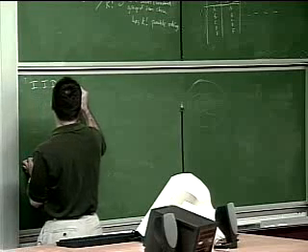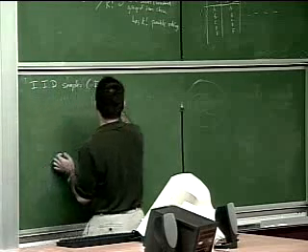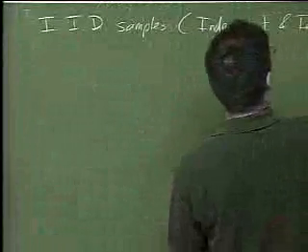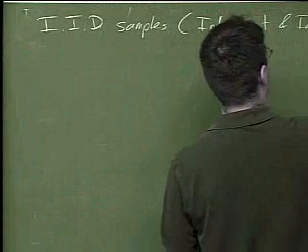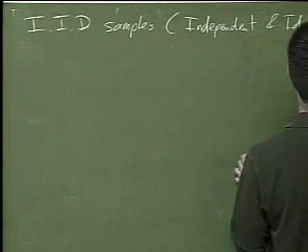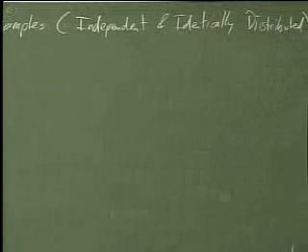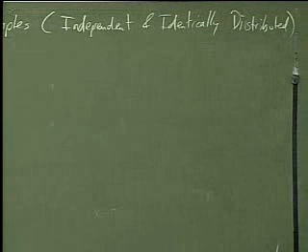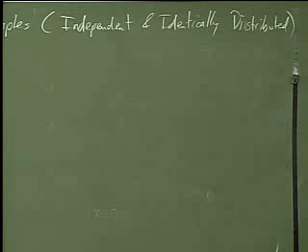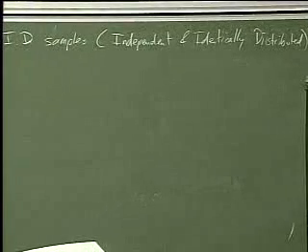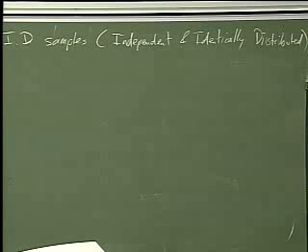IID samples stands for independent and identically distributed. Okay, so we keep flipping the same coin or the same die over and over again, so the outcome is equally likely each time, and we're not using any glue. So each flip is independent from the previous one. That's what we mean by IID. Independent, there's no commonality, and identically distributed. Okay.